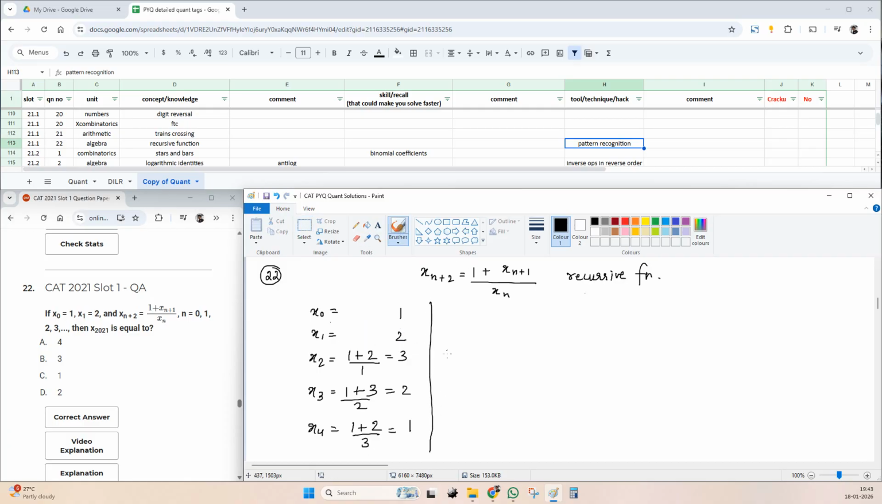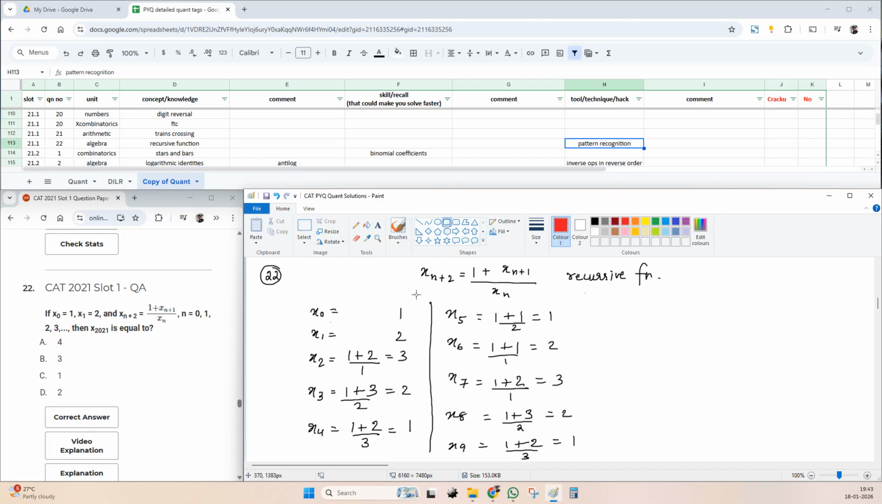What happens after this? You take x5, it is 1 plus previous divided by the one before that. 1 plus 1 by 2 is equal to 1. What is x6? 1 plus this by this. 1 plus 1 by 1 is 2. x7 is 1 plus this divided by this. 2 by 1 is 3. x8 is 1 plus 3 by 2, which is 4 by 2, which is 2. x9 is 1 plus 2 divided by 3, which is equal to 1.